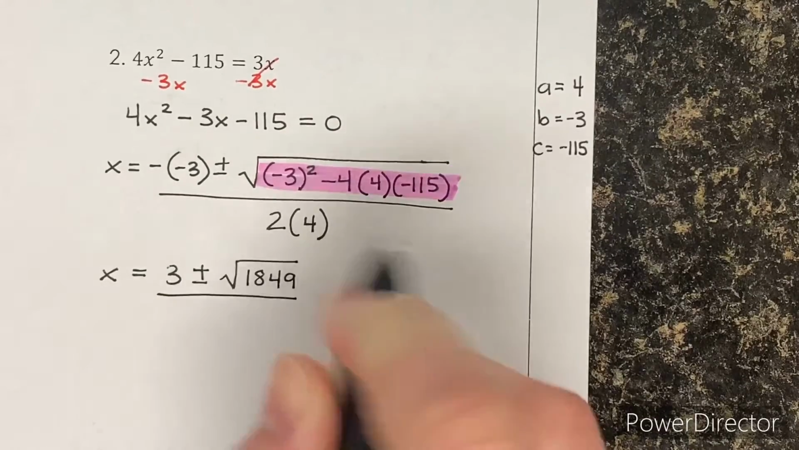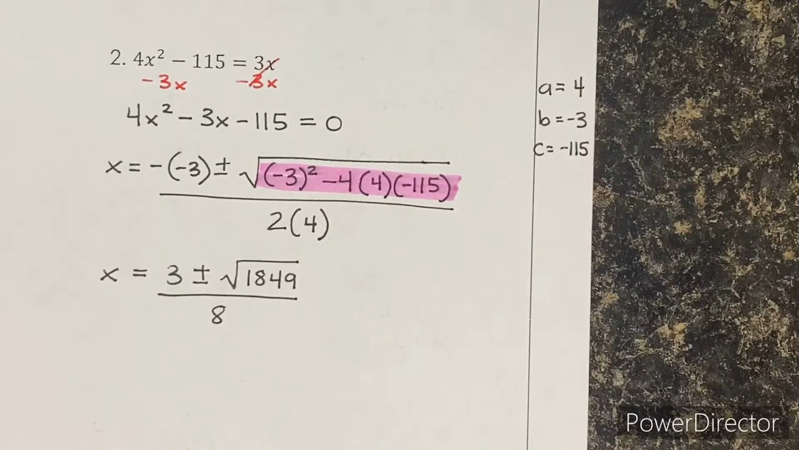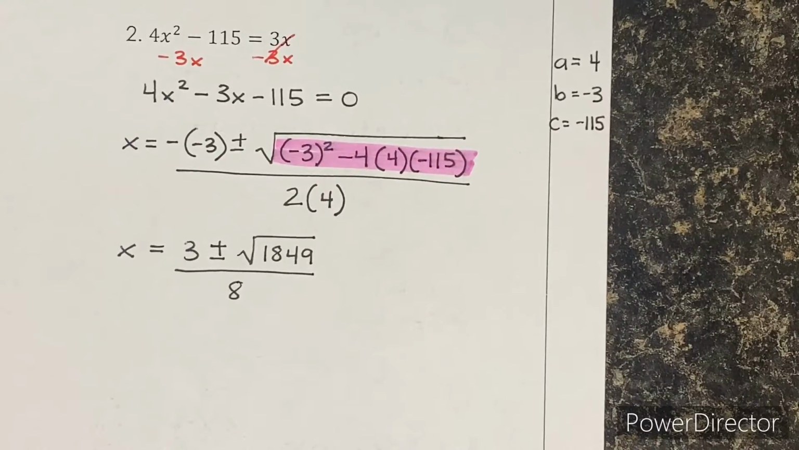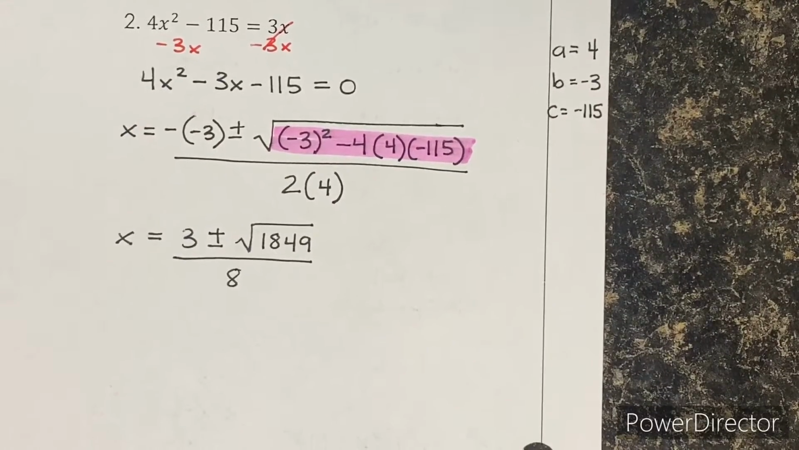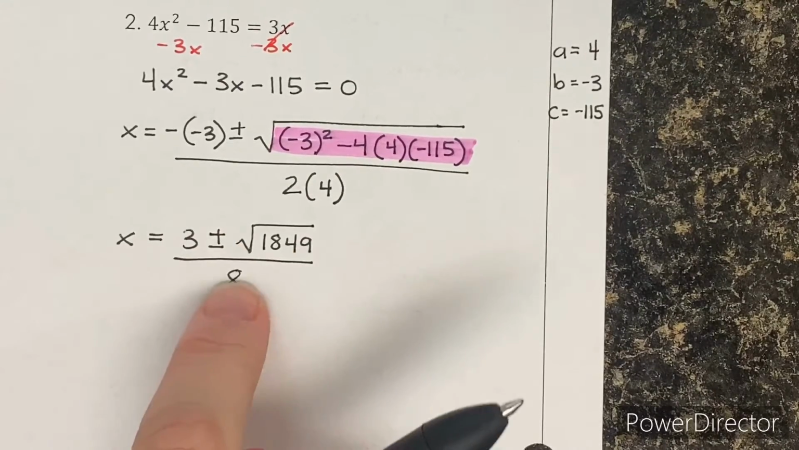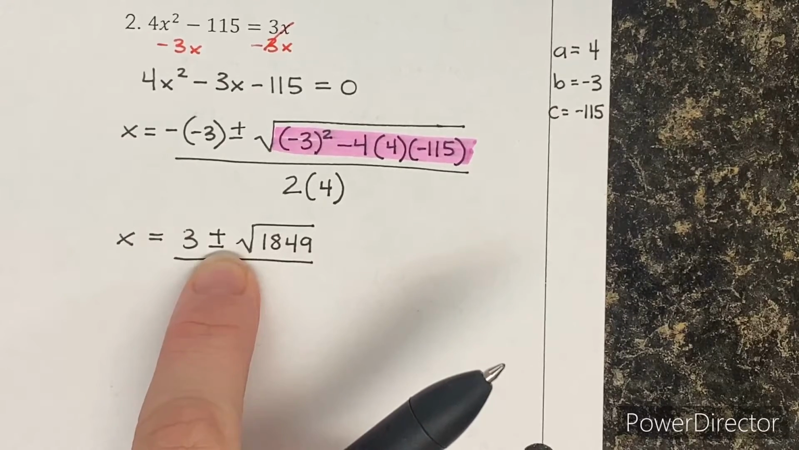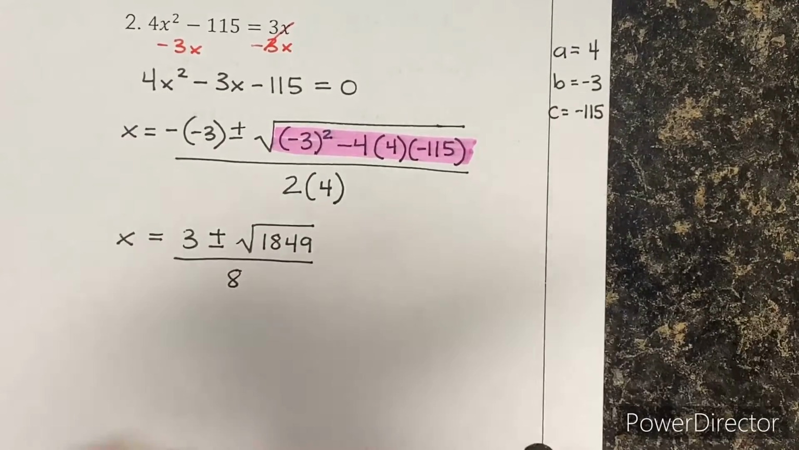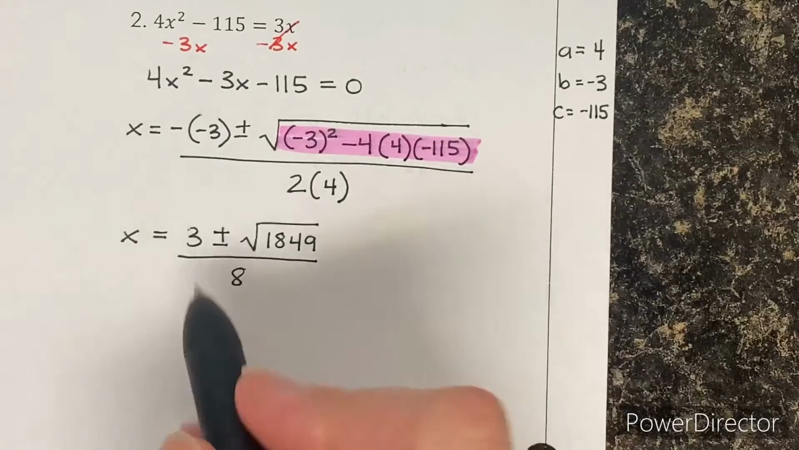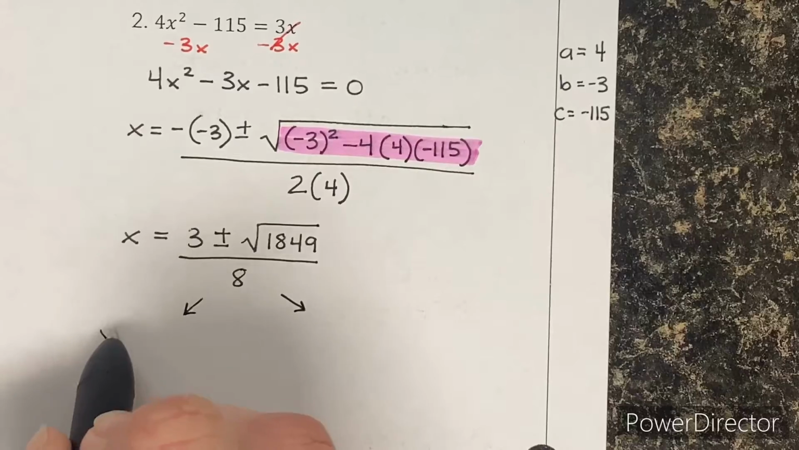And that's going to be all over 2 times 4. That's going to give me 8. So far, so good. I'm actually almost done with this already. Now I need to split this up because of that plus or minus sign right there. Remember, your calculator does not have that plus or minus button, so you have to type it in as 2 separate things. So we're just going to split this up.